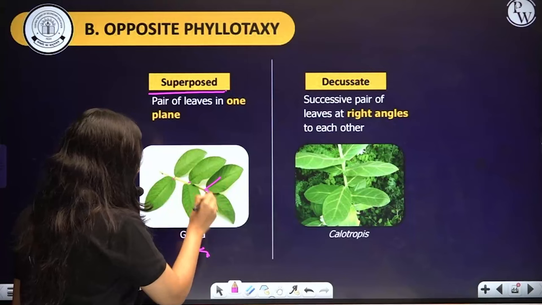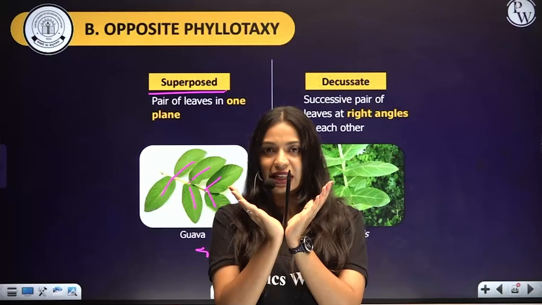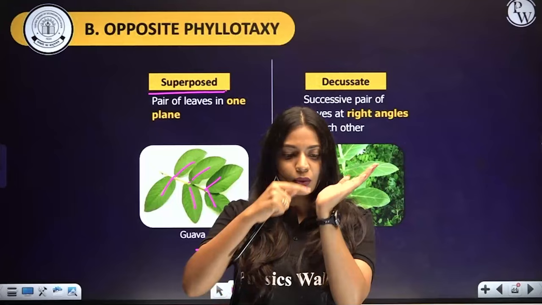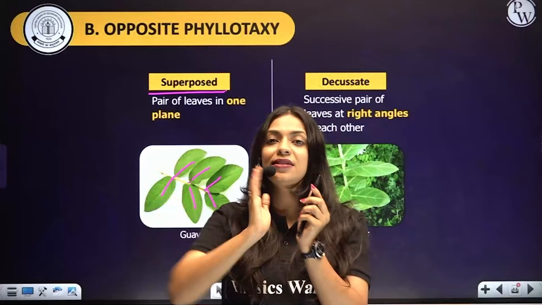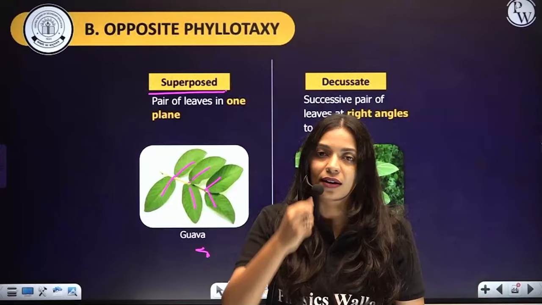So, if you consider this to be one node, in this node, leaves are arranged like this. In the next node, also leaves are arranged like that. So the leaf in the lower node and the leaf in the node on top of it are both present in the same plane. So they are superposed. They are present one on top of another. So that is called alternate superposed.